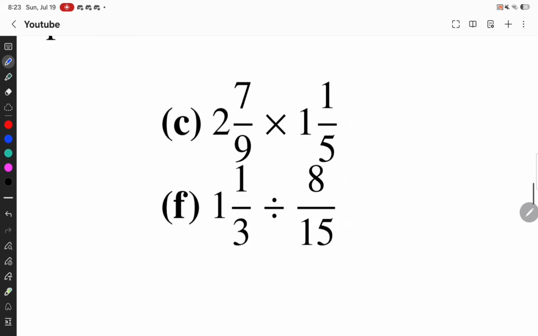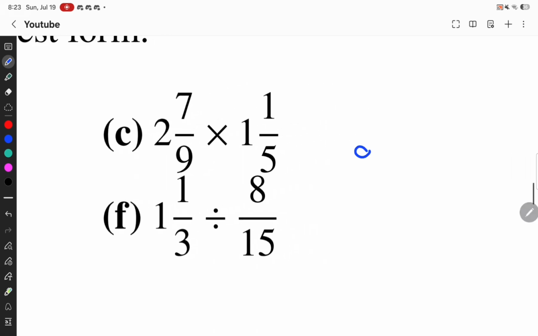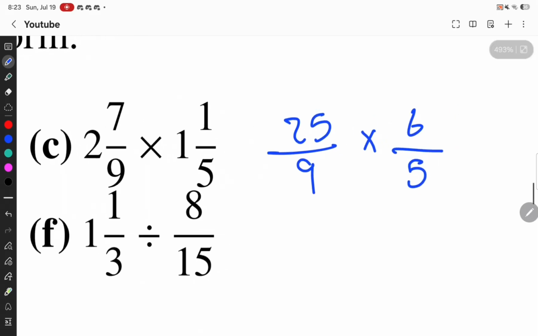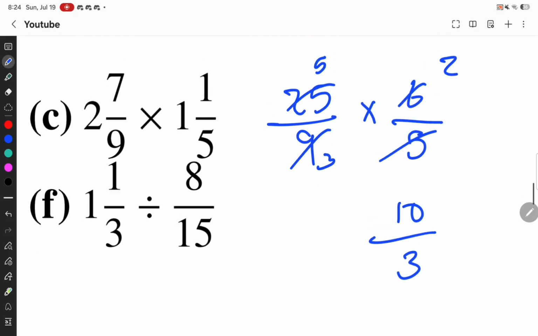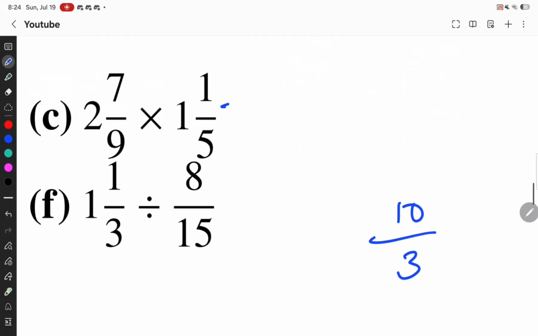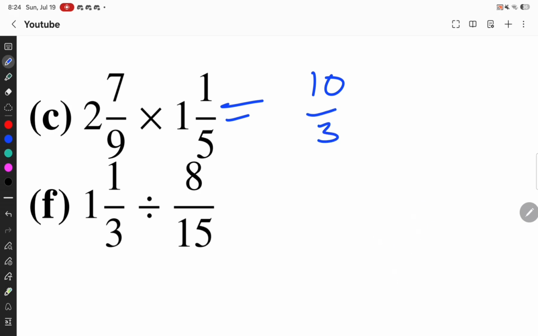Let's do one of the questions. Here is this. This is 9 over 18 plus 7 over 18, which is equal to 25 times 5 over 6. This cancels out. We get 5. This cancels out. We have 2 over 3. 5 times 2 is equal to 10 over 3. Now we have the answer. This represents what? 10 over 3. But we need to fix this.